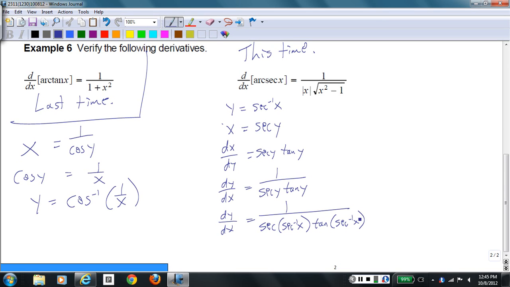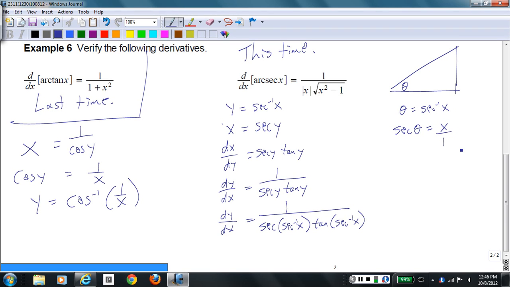So for the right triangle, it's going to be theta. And theta is going to equal the inverse secant of x, and we want to be able to find the tangent of that ultimately. So the secant of theta is going to be x.